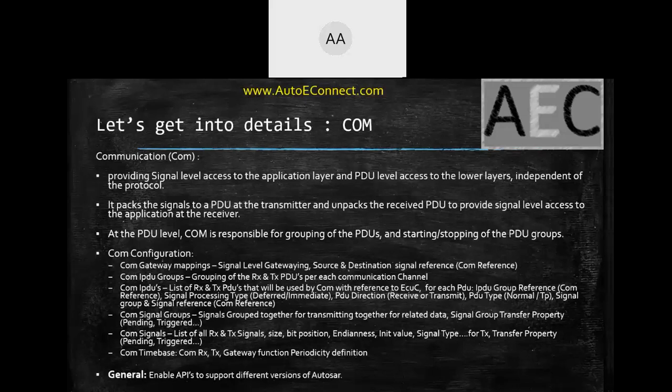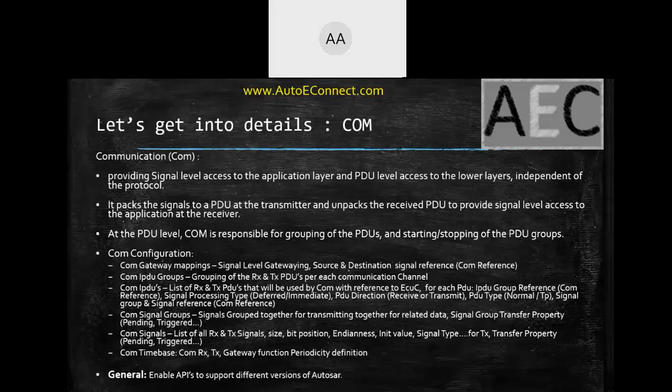At the PDU level, COM is responsible for grouping of PDUs, and starting and stopping of the PDU groups. Here in the COM, you will also see IPDU groups, where you can group together a list of PDUs per communication channel, and you can control starting and stopping of these PDU groups as a single bunch. That is another functionality provided by the COM.